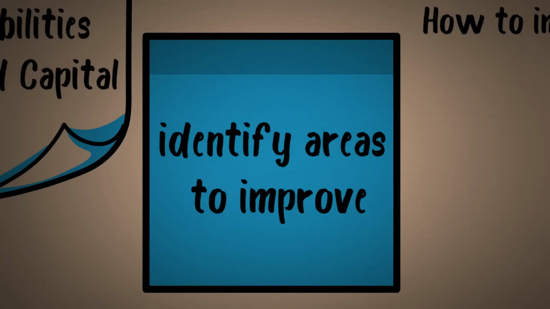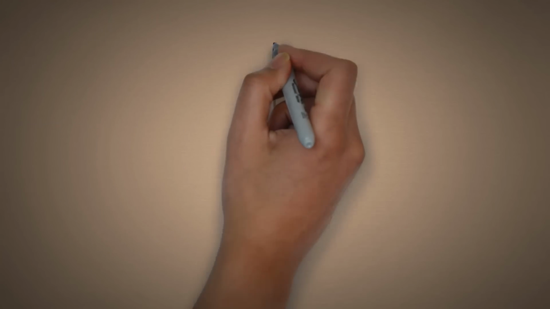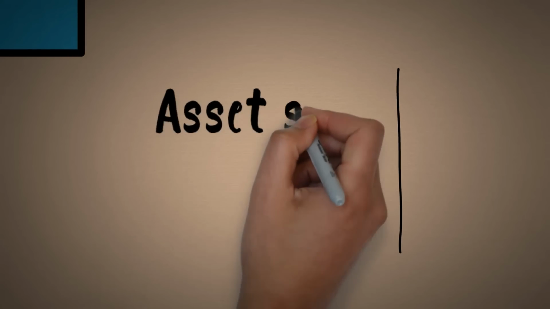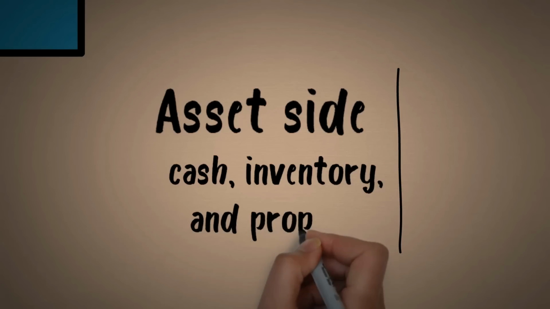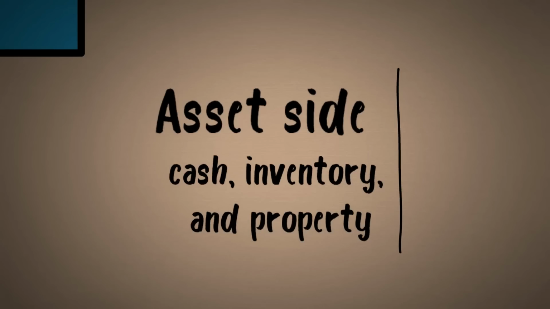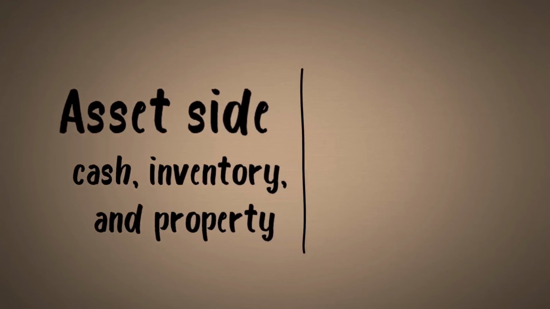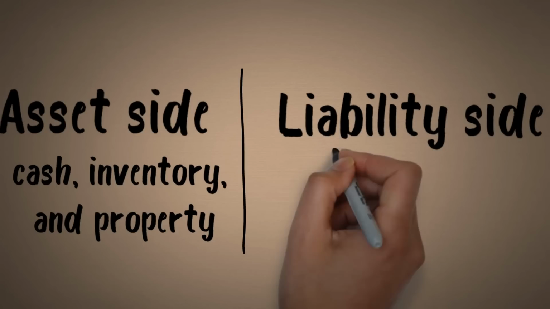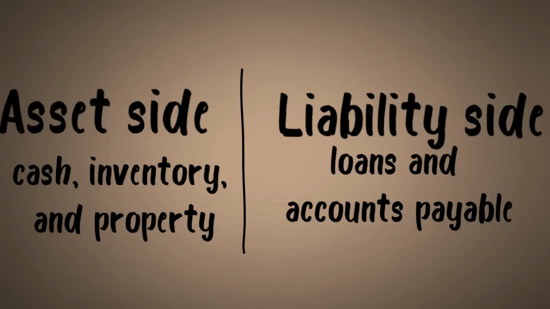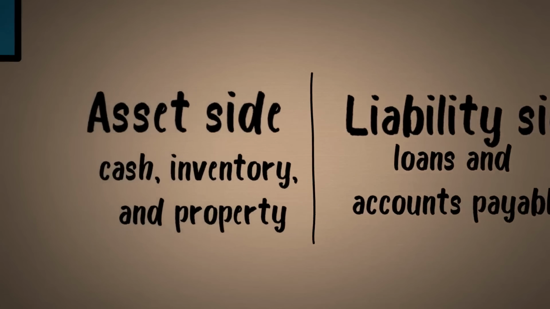There are a few key things to look for when reviewing a balance sheet. First, you'll want to check the asset side of the balance sheet. This includes things like cash, inventory, and property. You'll want to make sure that the company has enough assets to cover its liabilities. Next, you'll want to look at the liability side of the balance sheet. This includes things like loans and accounts payable. You'll want to make sure that the company has enough money to cover its liabilities.